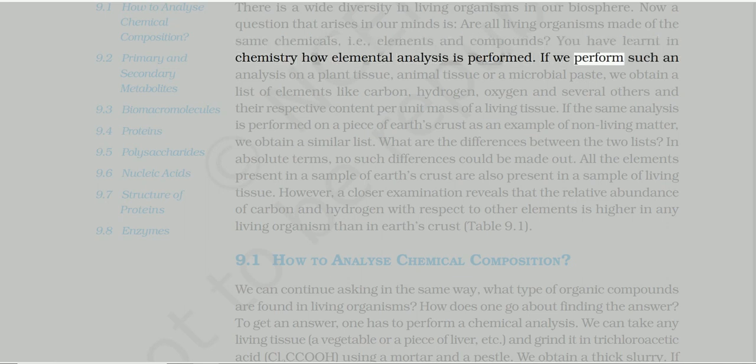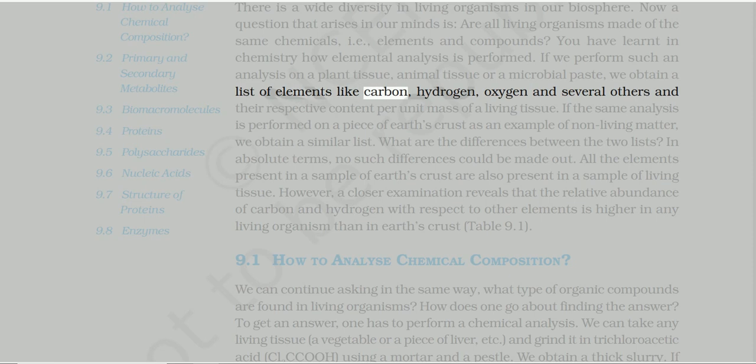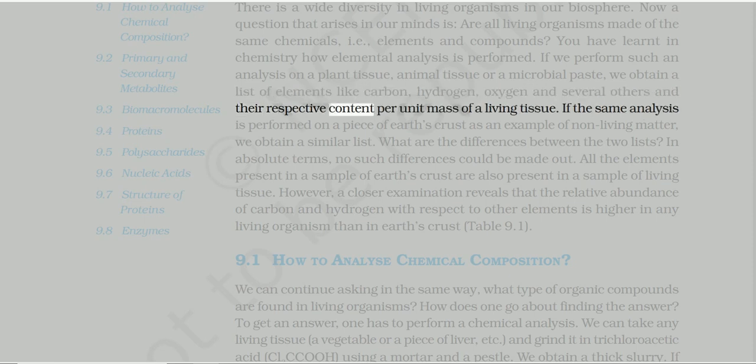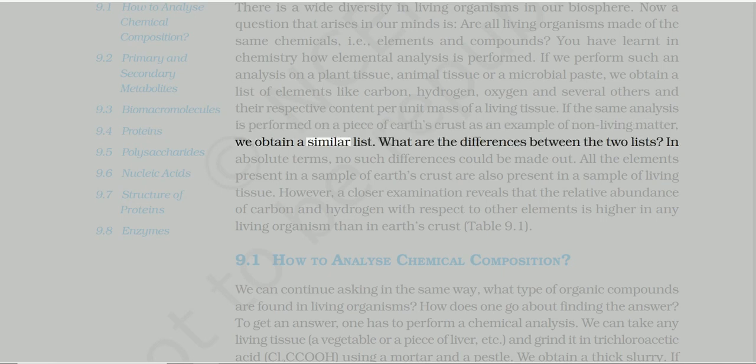If we perform such an analysis on a plant tissue, animal tissue or a microbial paste, we obtain a list of elements like carbon, hydrogen, oxygen and several others and their respective content per unit mass of a living tissue. If the same analysis is performed on a piece of Earth's crust as an example of non-living matter, we obtain a similar list. What are the differences between the two lists?